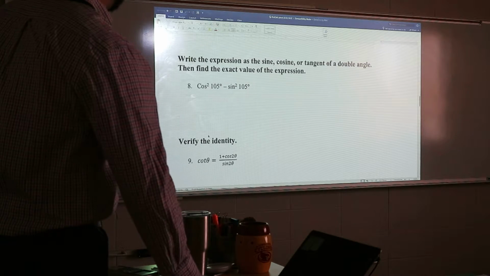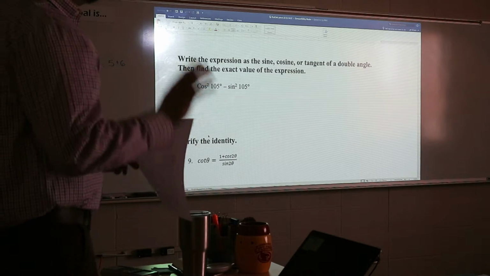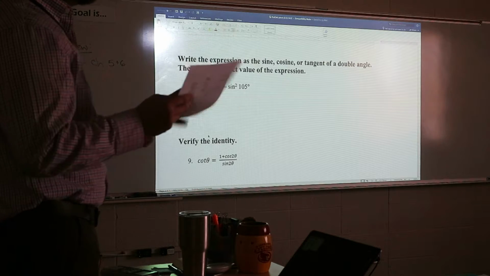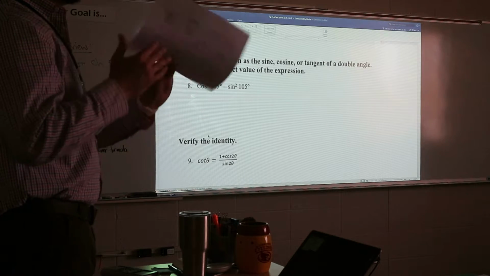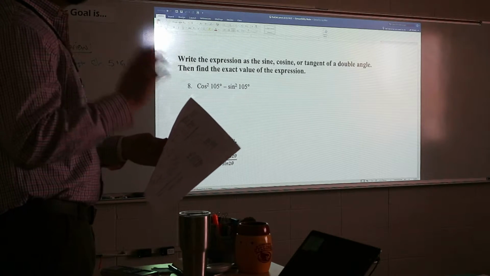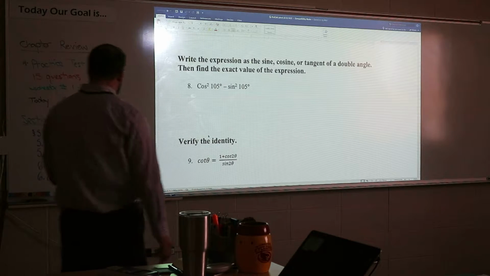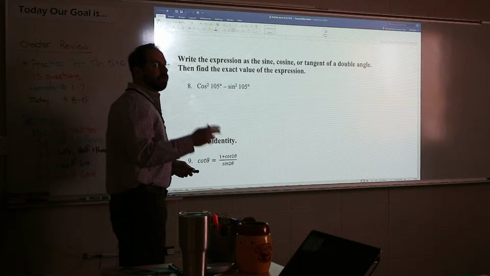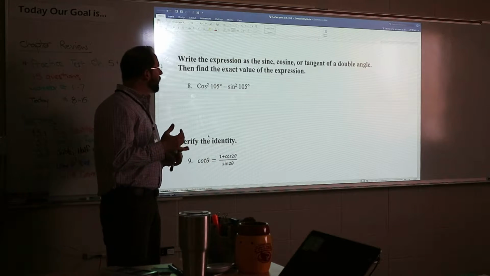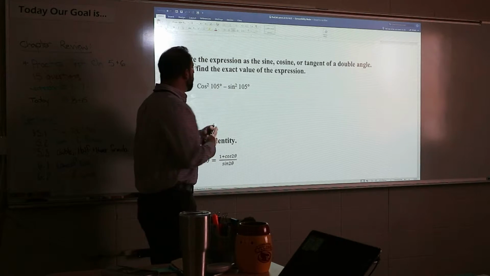Today we're going to start with number 8 and work our way down to the end. Again, if you have your practice guides, or your property sheets, this will help you out a lot on these next few. Okay? All right, here we go. Number 8. This is a double angle formula. Just because of the way that it has squares.